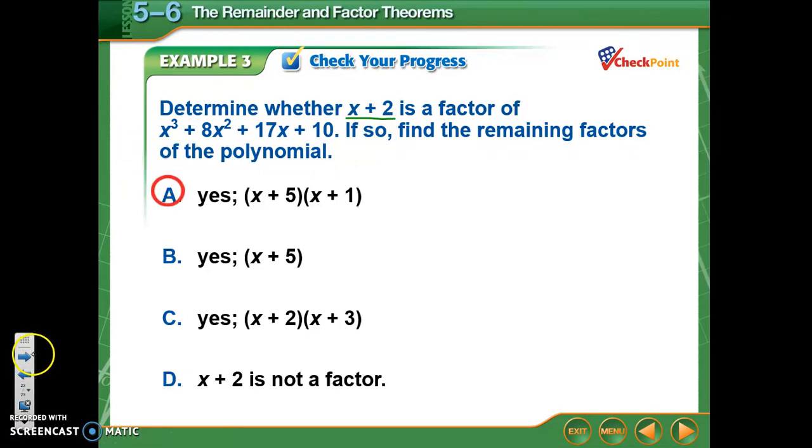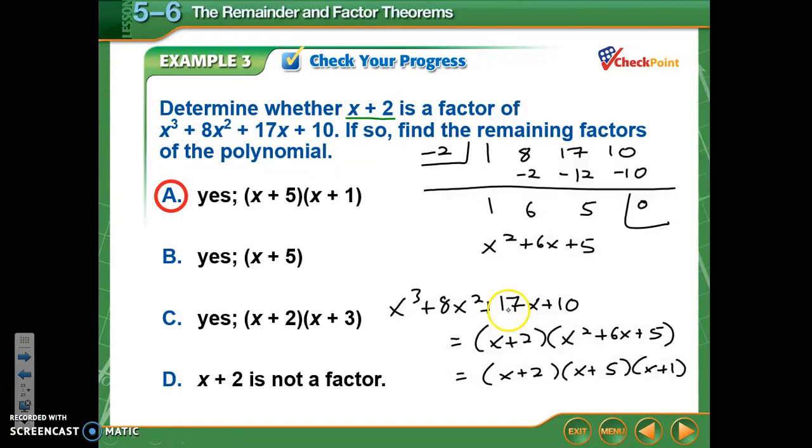All right, in this case, you should have gotten A. And here's the work that goes with it. So here up in my first step, I'm using synthetic substitution to figure out whether or not my remainder is 0. So if x plus 2 is a factor, then when I do synthetic division, putting my root, my negative 2, here, my remainder is 0. So that means that x plus 2 is a factor. So that's here. My depressed polynomial is x squared plus 6x plus 5. So x plus 2 times x squared plus 6x plus 5 equals my original polynomial.